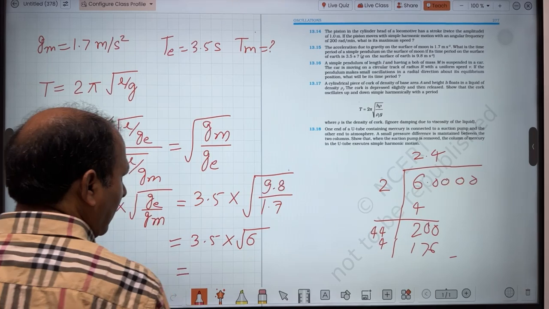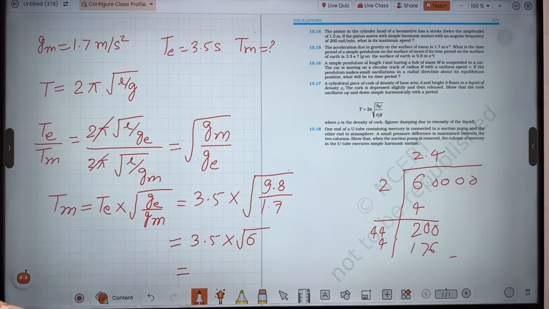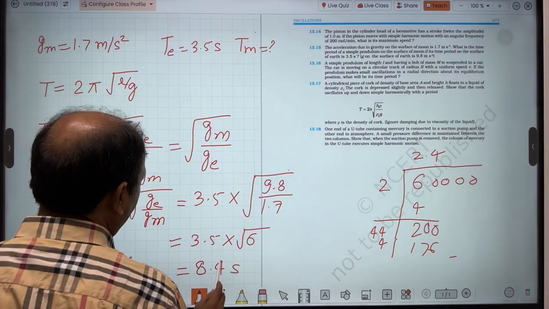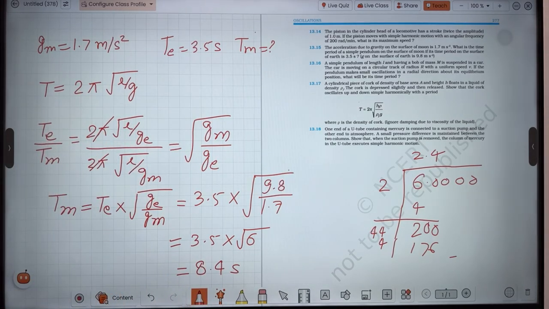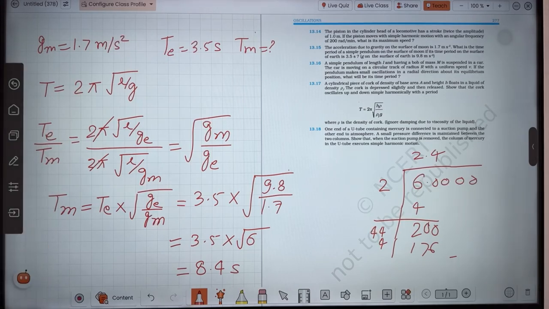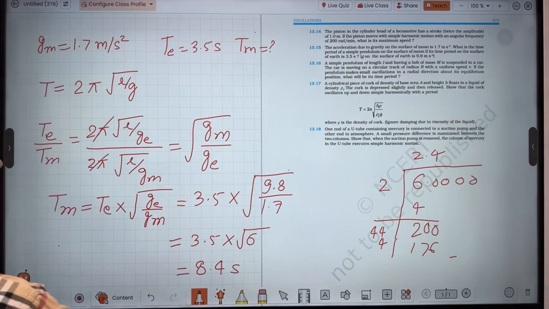So after putting that value, what do we get? It will come out to be almost 8.4 seconds. I think you have understood. Now let's proceed.